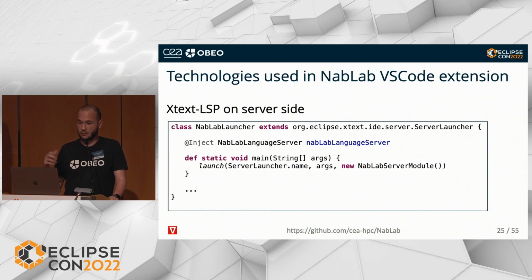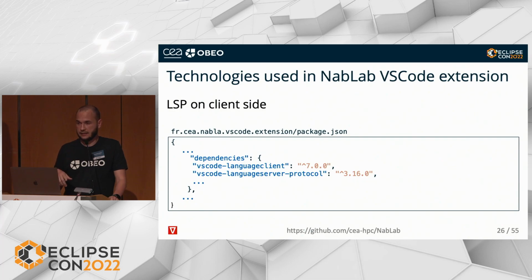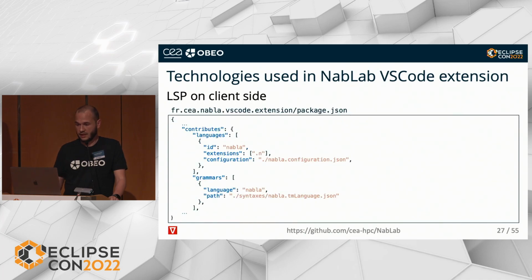So the minimum required on the server side is to have your own Xtext server launcher. By the way, on the server side, all the code has been written in Xtend. On the client side, that is the VSCode extension project, you need to depend on the VSCode language server and language client. Then you can add the following configuration in the package.json file of your VSCode extension.